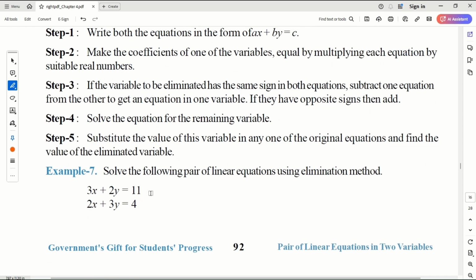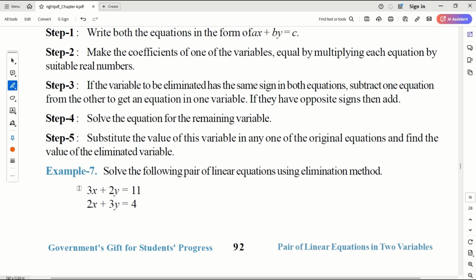Two equations given here, 3x plus 2y equal to 11, 2x plus 3y equal to 4. If you look carefully, can we make the coefficient of x, let's take the variable x, can we make the coefficient of x same in both equations? How can we do? The coefficient of x here is 3, coefficient of x here is 2. So I multiply first equation with 2, so it will become 2 into 3, 6x.